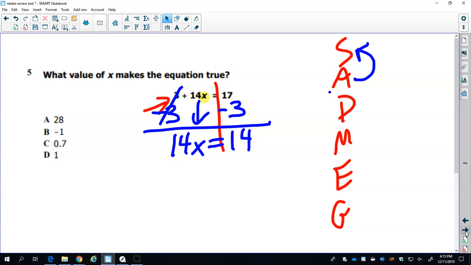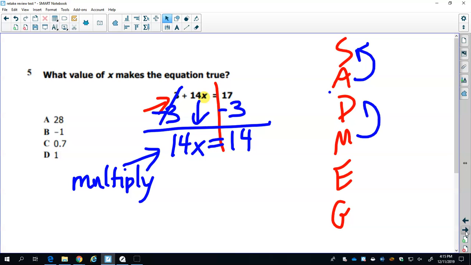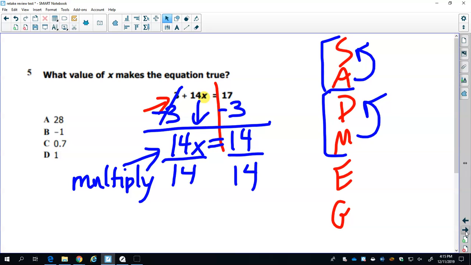So remember, when I have a number next to a variable, that is multiplication. That means I have multiplied a number by 14. So to undo multiplication, we're going to do division, because remember, these two go together and addition and subtraction go together. They're inverse operations. So I'm going to divide both sides by 14. 14 divided by 14 is 1, so it just gives me 1x. And then 14 divided by 14 is 1.